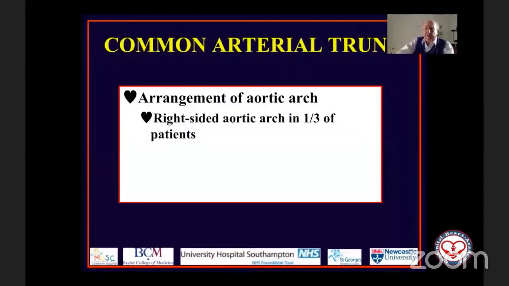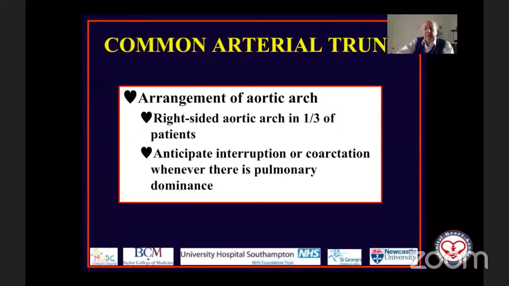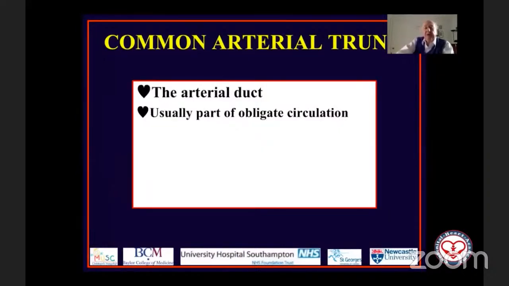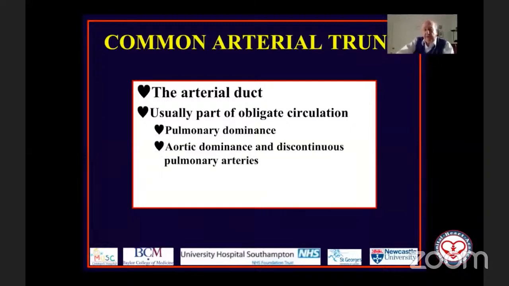So now you've seen that when we have pulmonary dominance, typically the aortic arch is interrupted or it's narrowed. There are other things you need to know about the aortic arch. It is right-sided in about a third of the patients. And as I say, anticipate interruption or coarctation whenever there is pulmonary dominance. But when it is interrupted, then the arterial duct becomes part of the circulation. So pulmonary dominance again, you're always going to find an arterial duct.